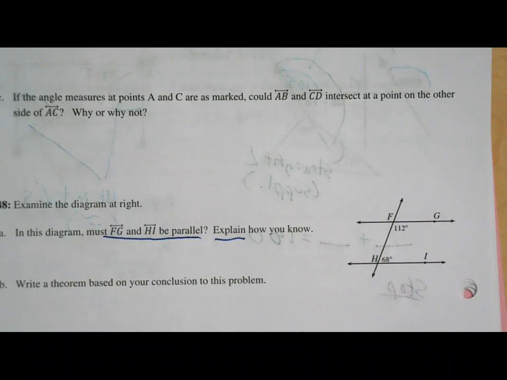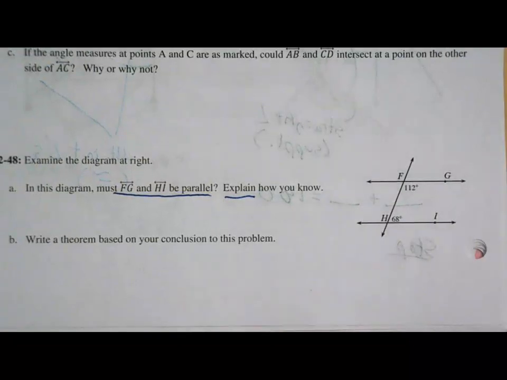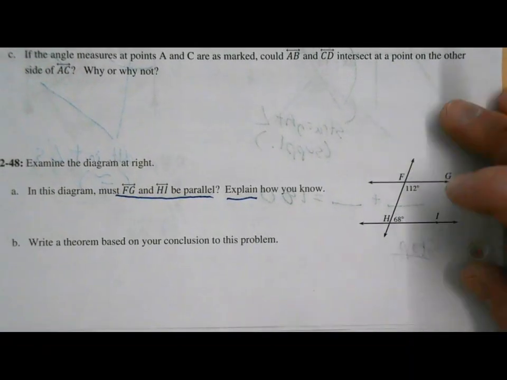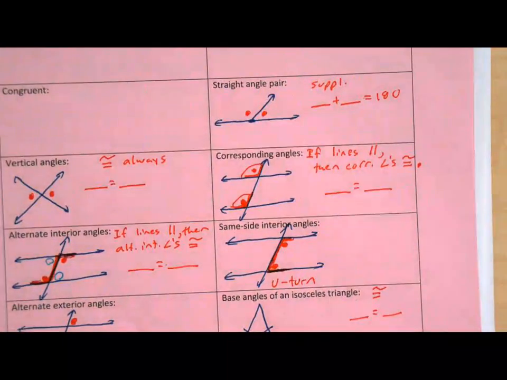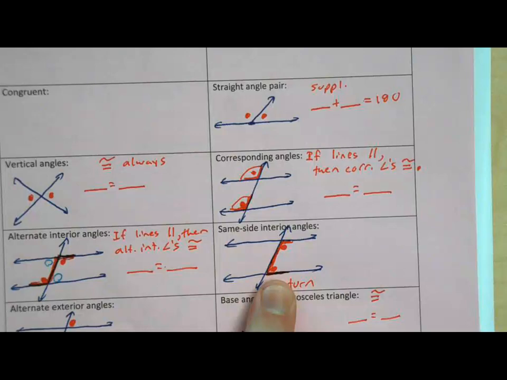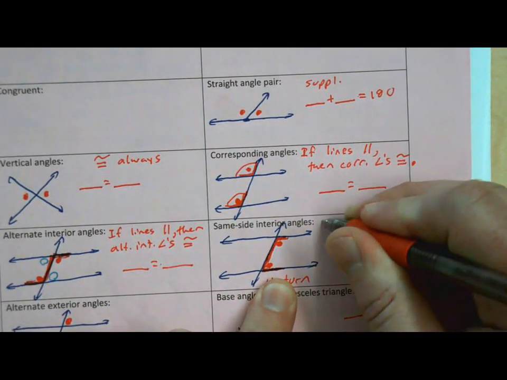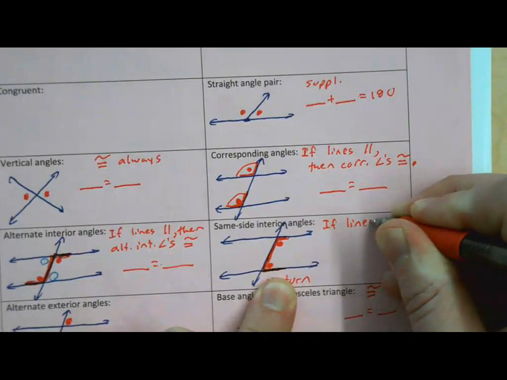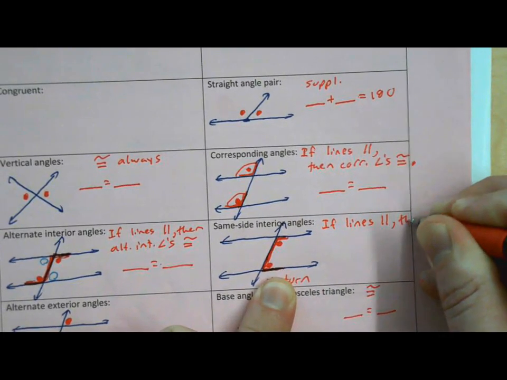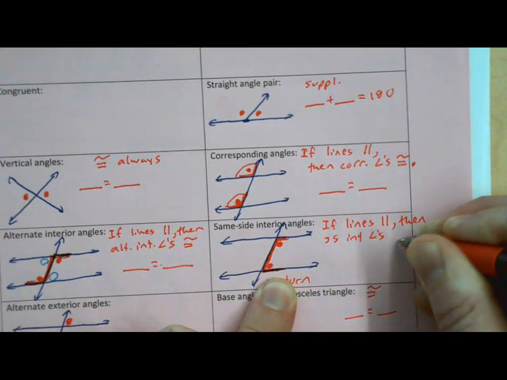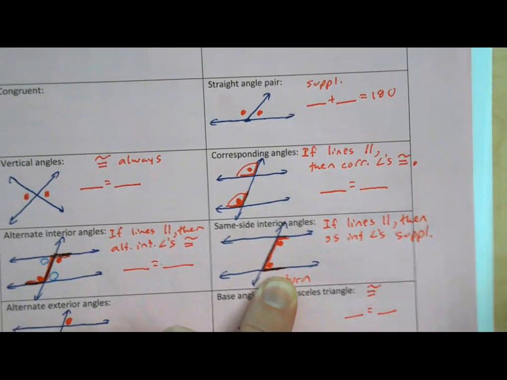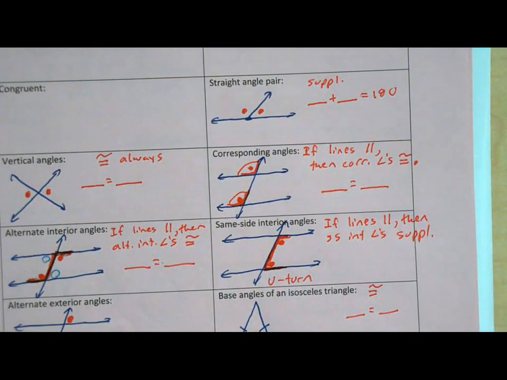All right. So let's write a theorem based on this. We have a theorem already about same side interior angles. It's on our pink sheet. Why didn't I write it down though? I'm going to fill this in right now. The theorem that we already knew about same side interior angles is: if lines are parallel, then same side interior angles are supplementary. We already knew that if the lines are parallel, then the angles have to be supplementary.